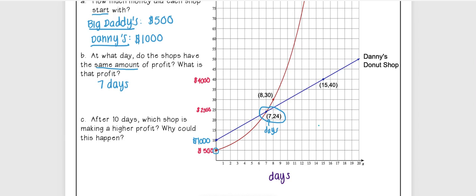And then the Y, which is the second coordinate, is my profit. But again, I need to be careful here. My profit is in hundreds of dollars, so I really need to add 2 zeros to that. So that's going to be $2,400.